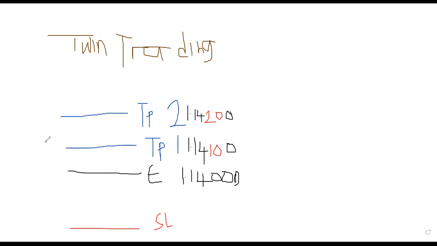Now, let's say the distance from here to here, for $500, 10 pips is exactly $5. The distance from here to here is 20 pips. Who agrees with me? The difference here is 20, so for that one, it is going to be $10.